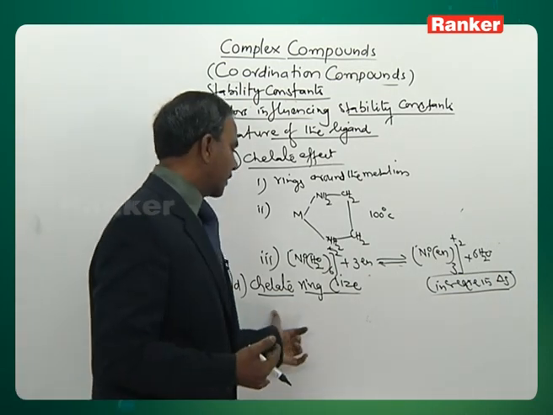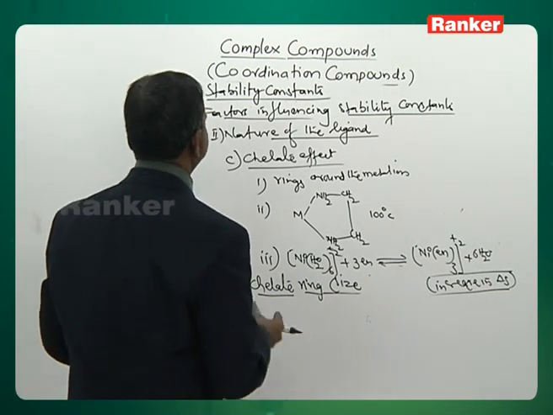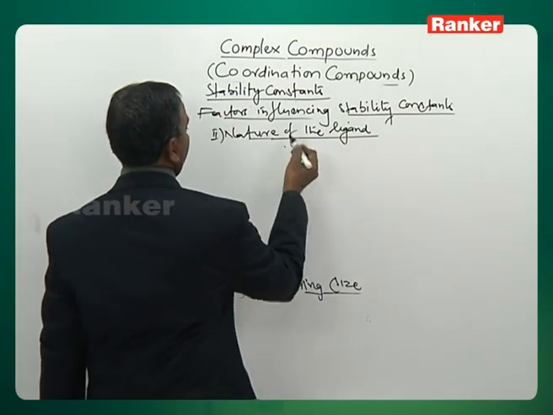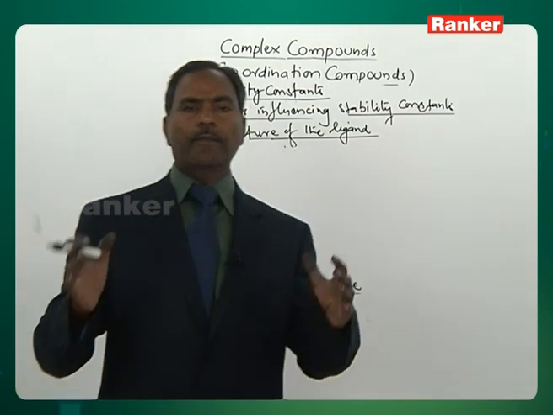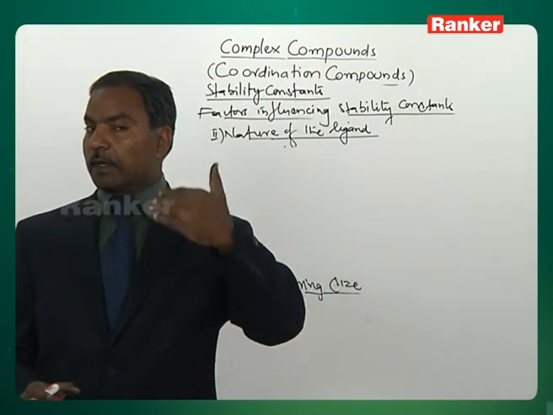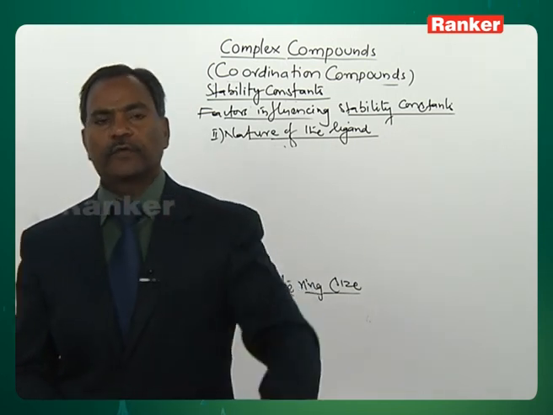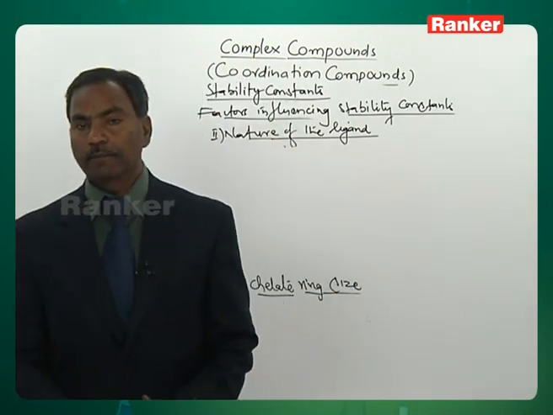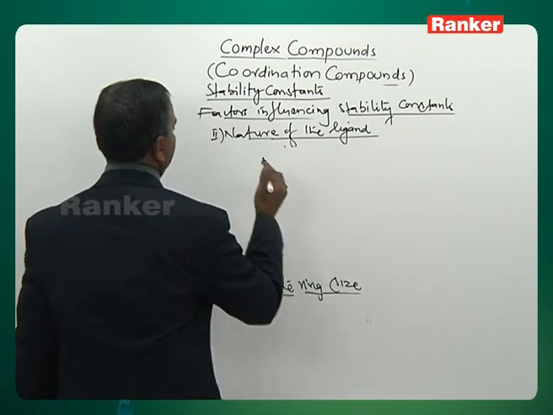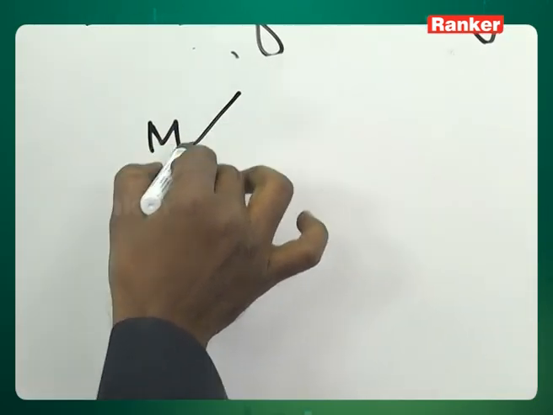Coming to next, chelate ring size. Chelate ring size. Now, in general, a 5-membered chelate ring is more stable than a 6-membered chelate ring, provided the chelate rings are saturated. Chelate rings are saturated. Now, suppose you are taking the M-en complex, M-ethylene diamine.